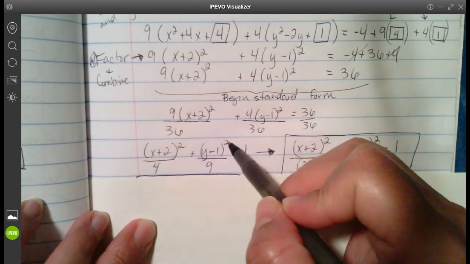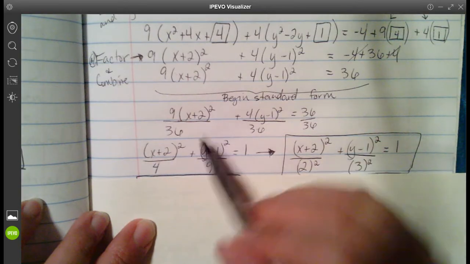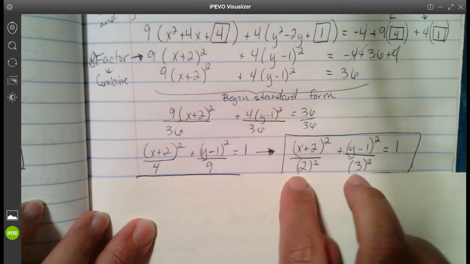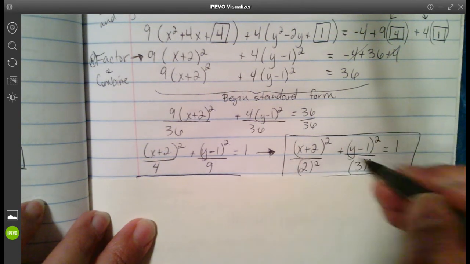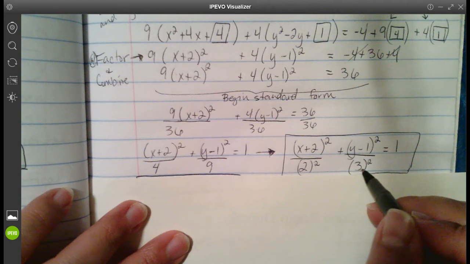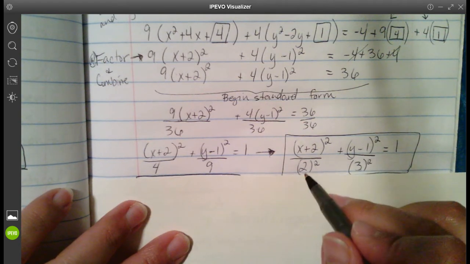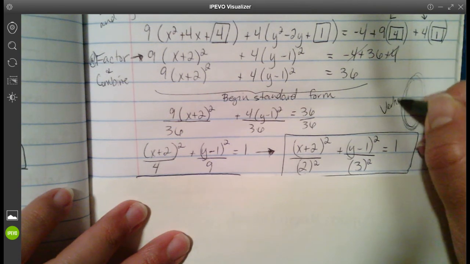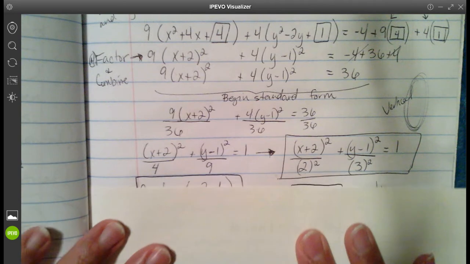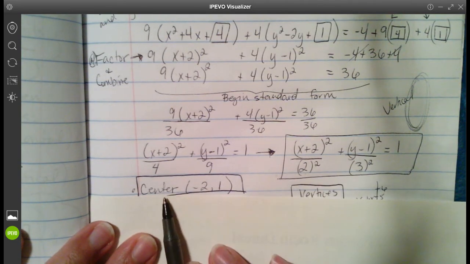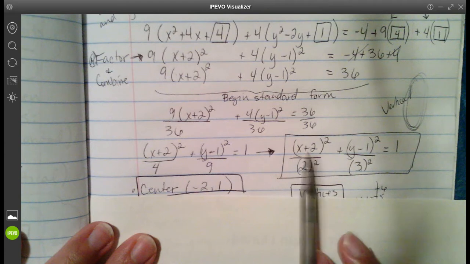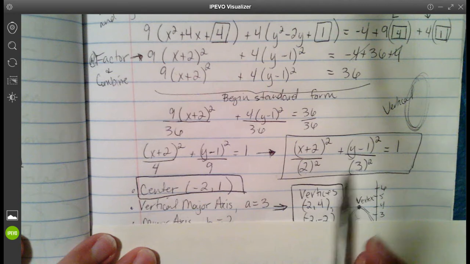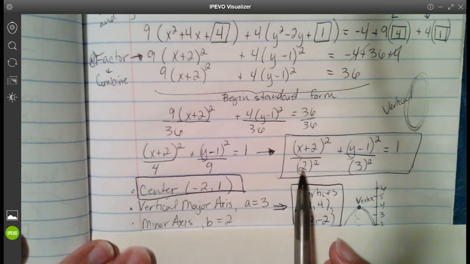Notice that those parentheses are just the same. And this is what we wanted, but I'm going to fix this to where it looks like this, so I know exactly what a and b are. You will notice that my a is on the y this time because 3 is bigger than 2, which means this is going to be a vertical ellipse. Okay, and that's the last part I have right here. The center is going to be from these points, so the opposite, -2 and +1. The vertical major axis is 3 because that one's bigger. The minor axis is 2 because that's the other one.